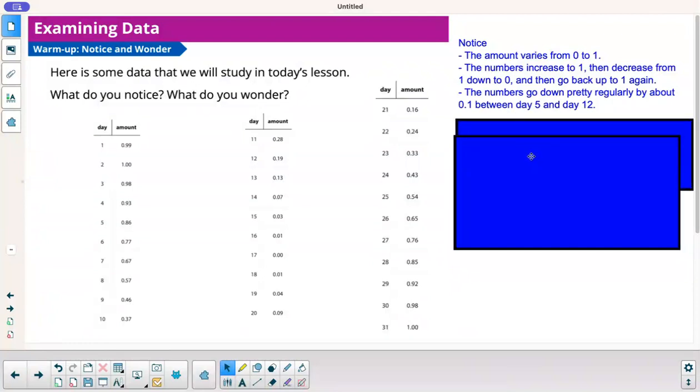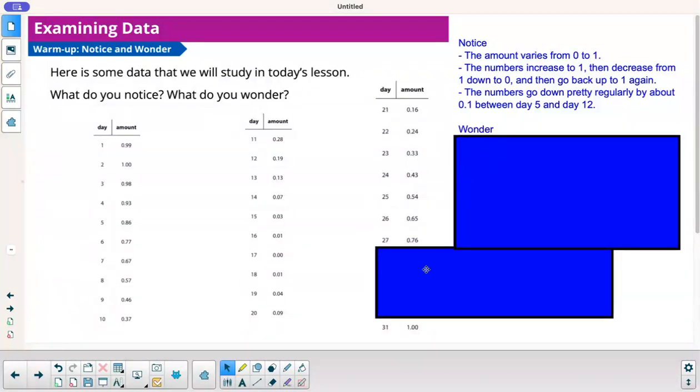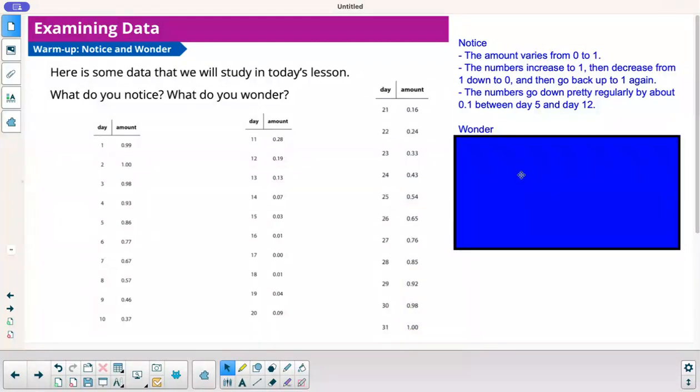Another thing, the numbers go down pretty regularly by about 0.1 between day 5 and 12. If you look here, it's going down by about 0.1. This one was like 0.9, and then it got to be like 0.11, but pretty close. And then obviously they change. Like here, this is by 0.02, 0.01. So there you go.